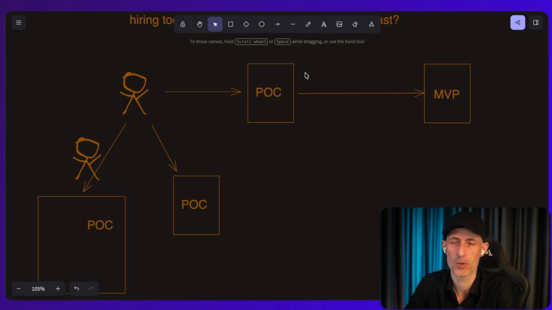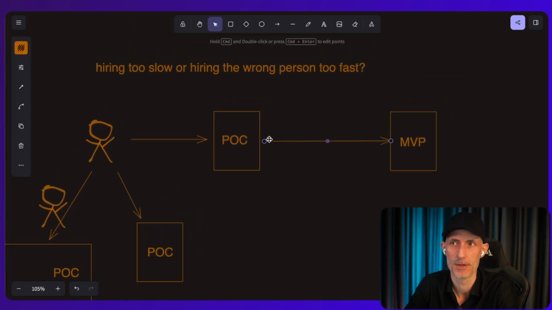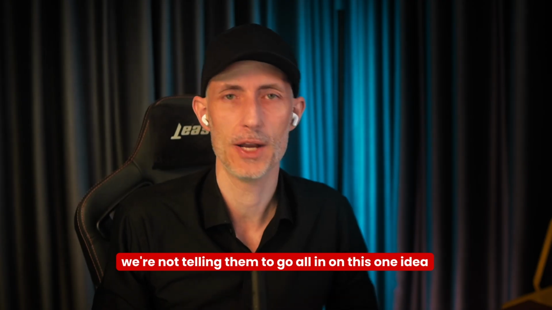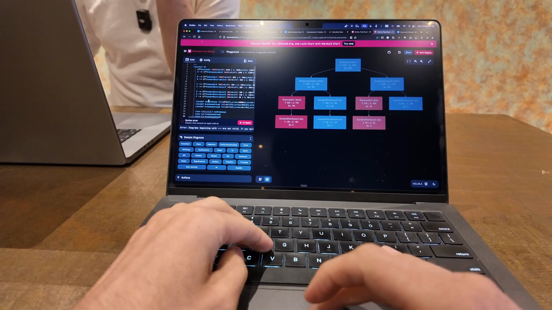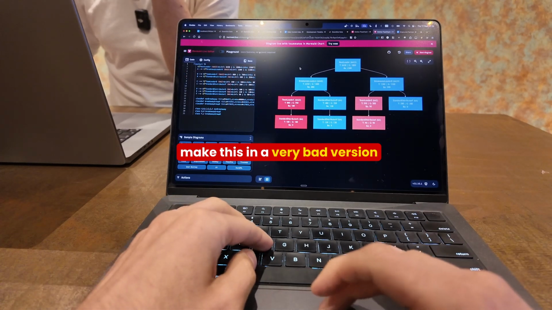This is why what we told our developers is we are trying out different things, and then we are throwing all the code away, and then we are starting new from scratch into the MVP. That's one solution out of that. But we are phrasing it to the developer. We're setting the expectations right. We are not telling them to go all in on this one idea. We're telling them, make this in a very bad version because we're going to delete your code. And then we're going to rethink what we actually want.